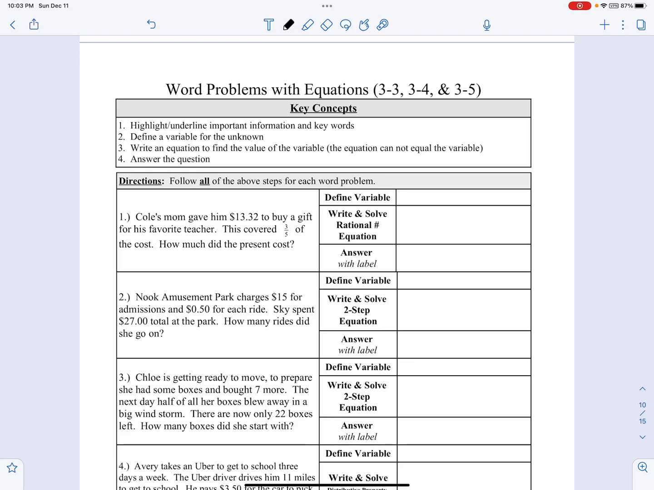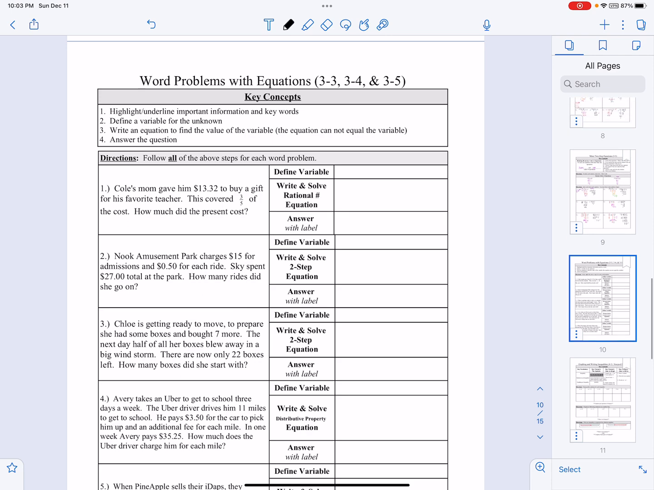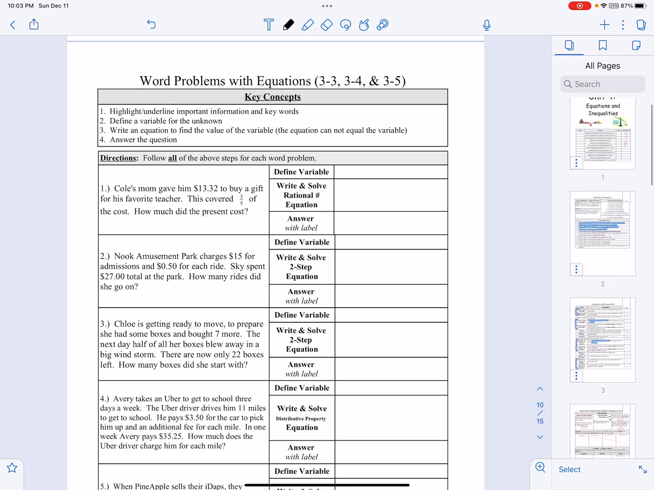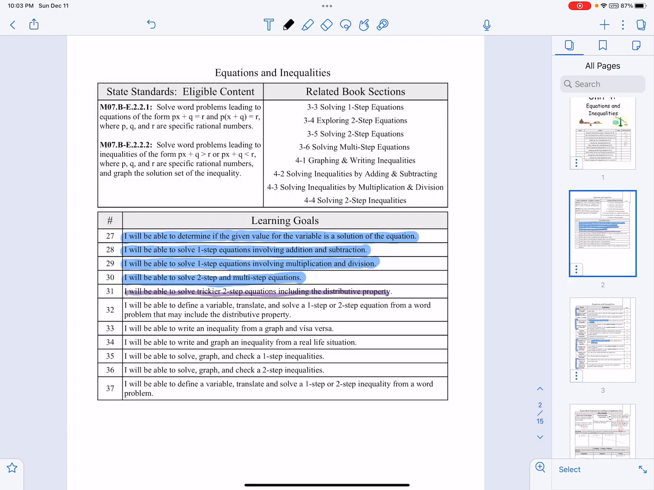All right, let's take a look at your next lesson, which is the very last lesson before we get to inequalities, meaning less than or greater than symbols. And this is word problems with equations. Heading up to your learning goals in the document sorter, let's go ahead and take a look.